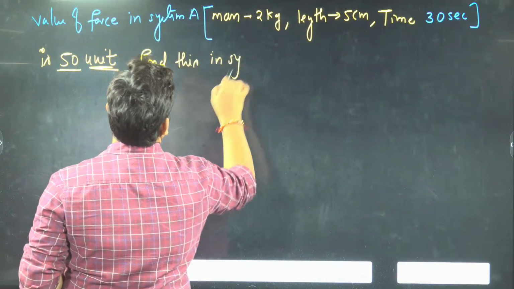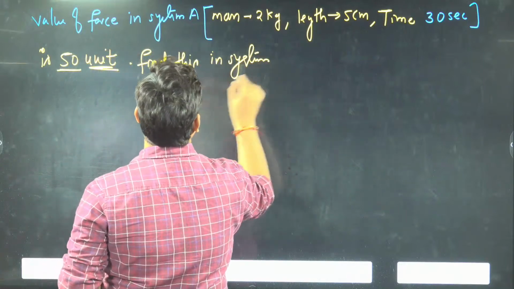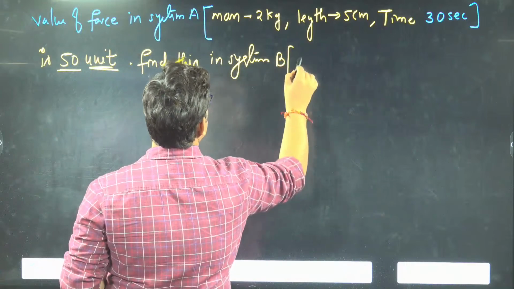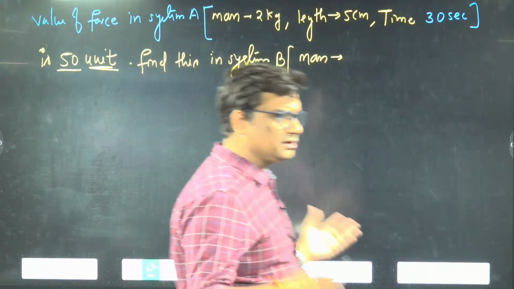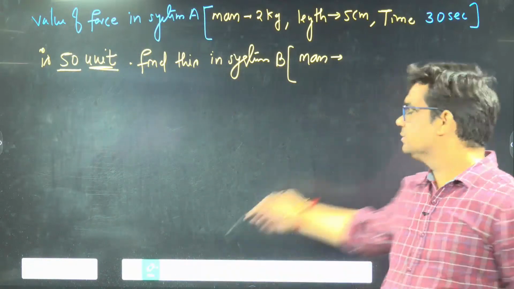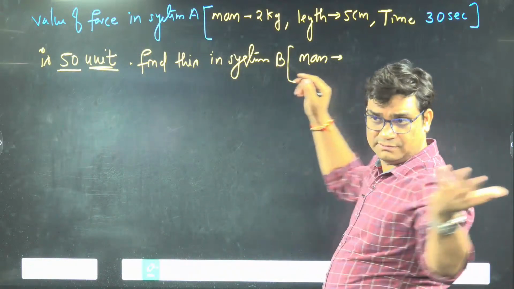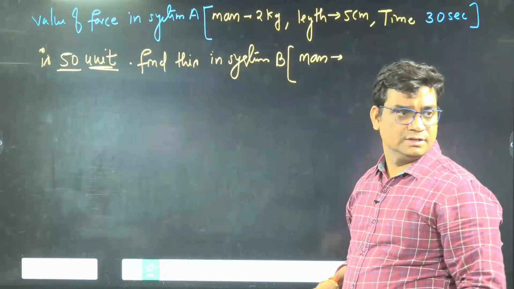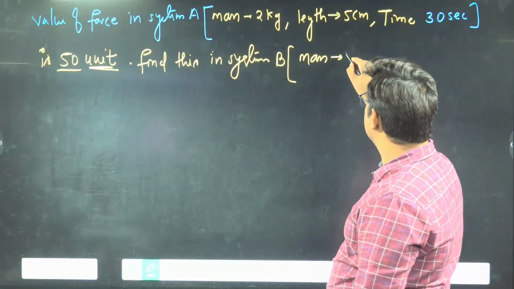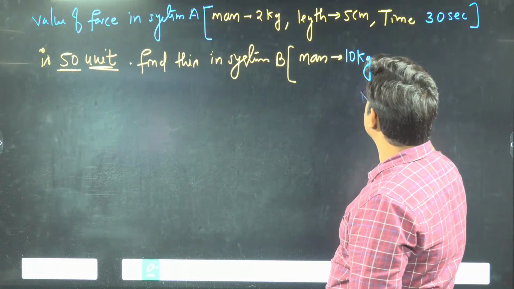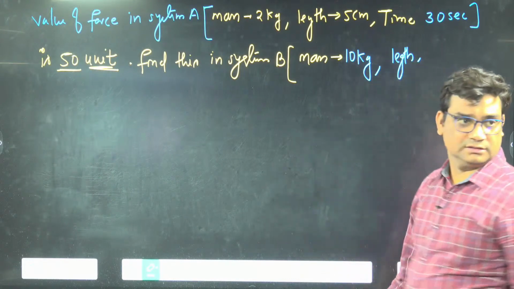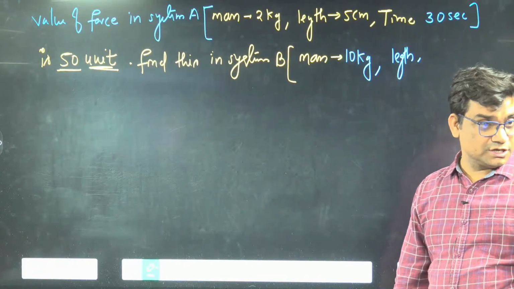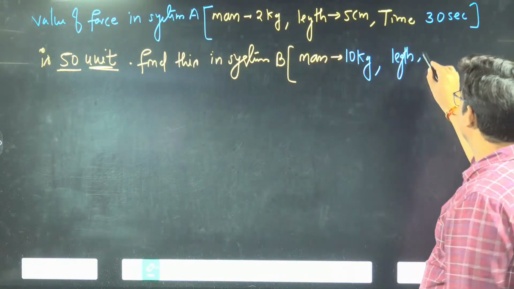Find this value in system B. And system B you need to define. What will you take for mass? You are free to take anything. Tell some values. 10 kg, okay. Next, length. What length do you want to take? Someone is saying kilometer. Take kilometer, no problem. How many kilometer?